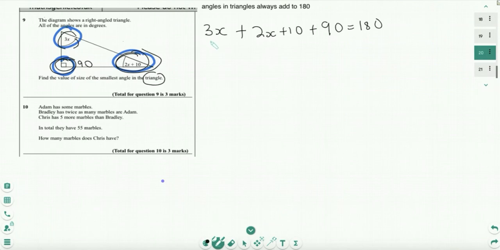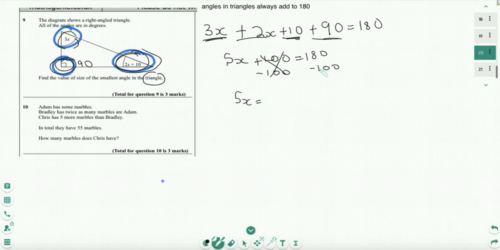Then I'm going to combine the like terms. 3x plus 2x is 5x. Positive 10 plus 90 is positive 100 equals 180. x is being multiplied by 5, then added 100. We're going to minus 100 here, minus 100 here to balance it. Plus 100, minus 100 cancel out. So 5x equals 180 minus 100 is 80.